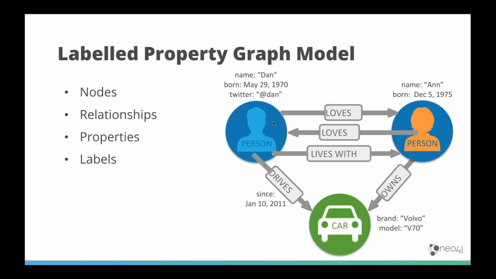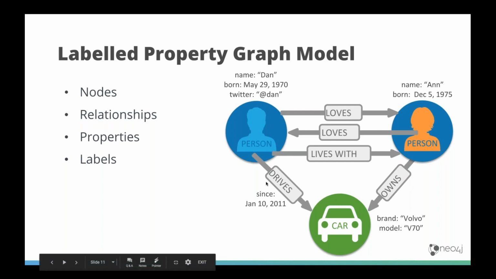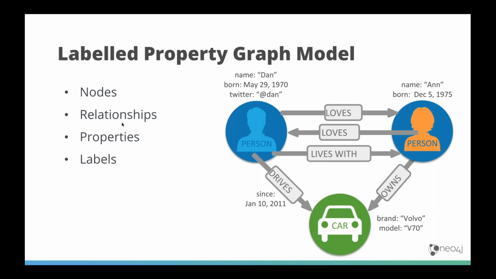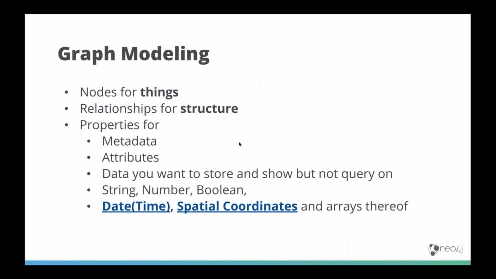Basically, here's an example of a few people having a relationship. So Dan loves Anne, and Anne loves Dan back, which is nice. And then they both have a car, and then you, for instance, see that on this trust relationship, there are also additional attributes. So we have nodes, relationships, the properties on both, and then also additional labels on nodes as well.